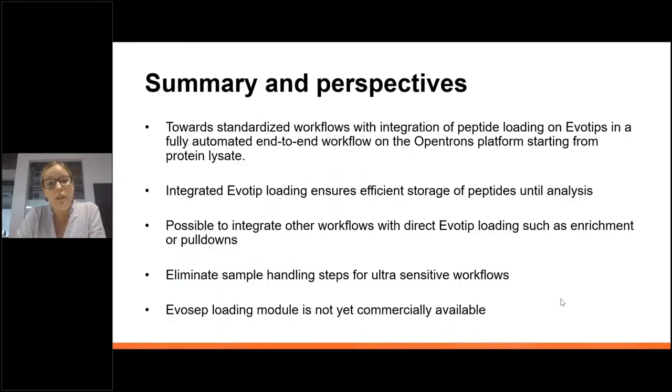So in summary, I think we are definitely moving towards standardized workflows with the integration of the peptide loading on Evoseps, with a completely hands-off workflow on the Opentrons, starting from a protein lysate. The integration of the Evosep loading ensures the efficient storage of the peptides until analysis. And for some applications like ultra-sensitive workflows, we believe it's definitely an advantage if we can load the samples as fast as possible on the Evosep, because we believe that they're best preserved there.